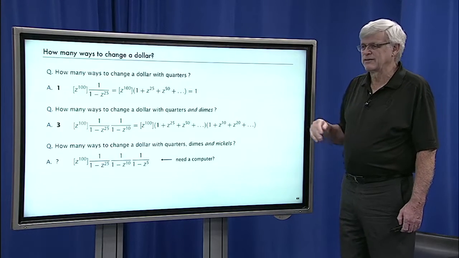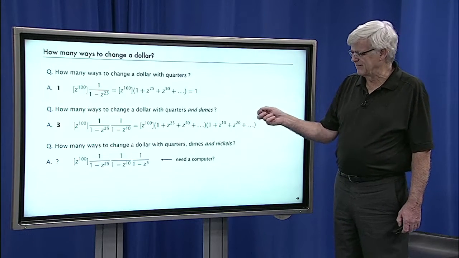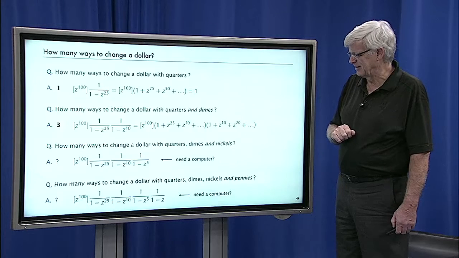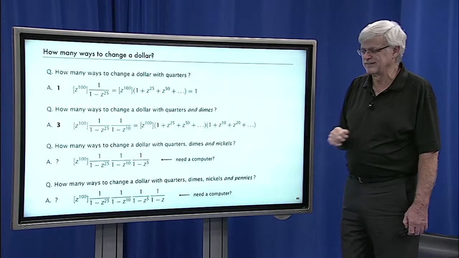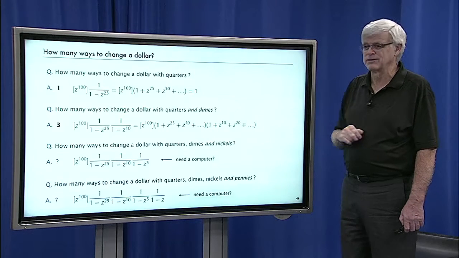So that's quarters and dimes. What about if we add nickels? Well, now if we add nickels, you're going to say, I want a computer to do the symbolic analysis. Or what about pennies? So how many different ways are there to change a dollar with quarters, dimes, nickels, and pennies?